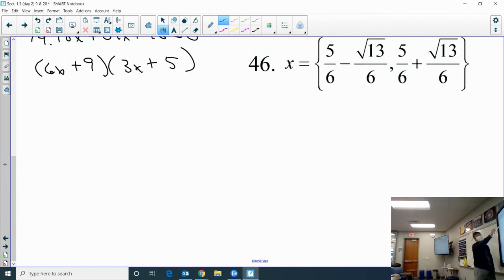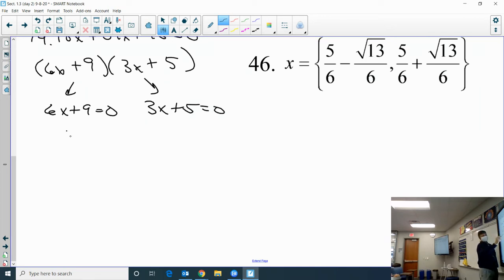Just don't change anything. And so you solve those: 6x plus 9 equals 0, 3x plus 5 equals 0. And then subtract 9. Negative 9, 6. Negative 5/3. 9, 6 reduces to what? 3 halves. So it's the same.